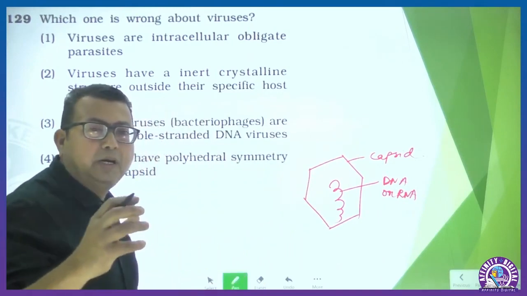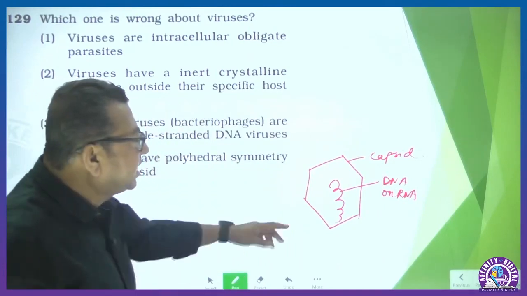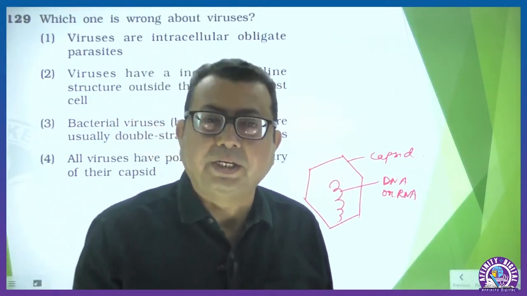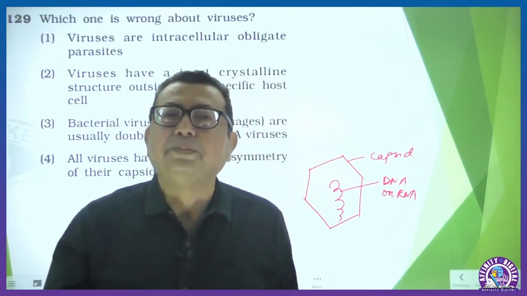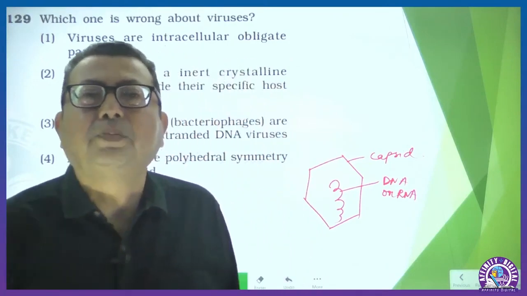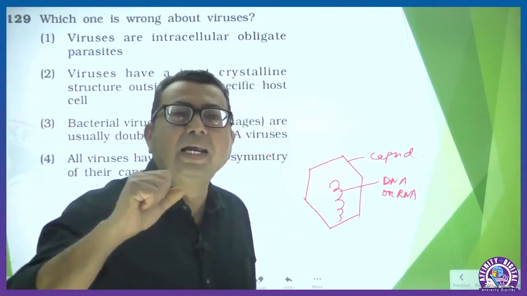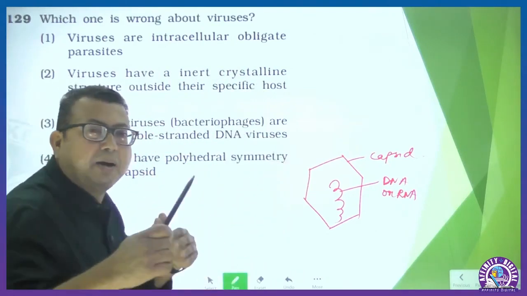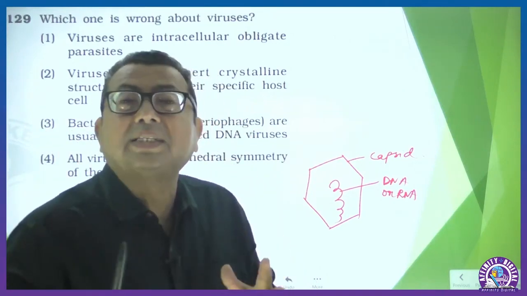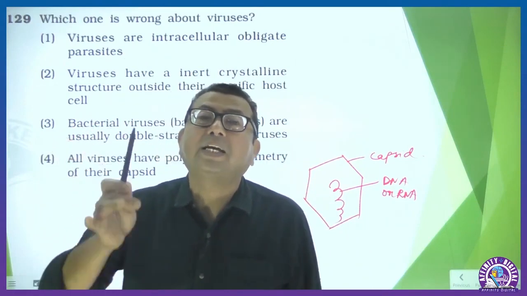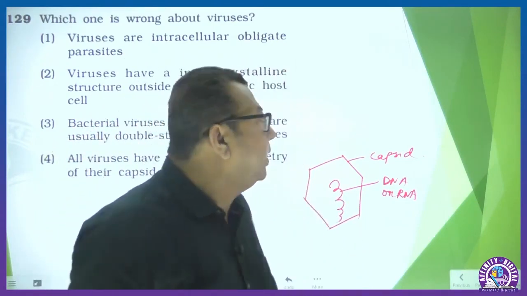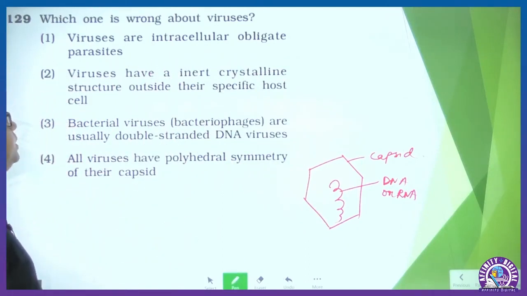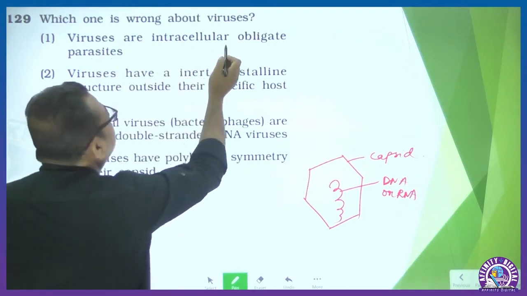The capsid is composed of protein building blocks called capsomeres. These capsomeres are arranged to form different types of symmetry of the capsid, like polyhedral symmetry and helical symmetry. Some viruses have polyhedral symmetry of the capsid, whereas other viruses have helical symmetry. All viruses are parasites. They always cause disease. The parasitic nature of viruses is compulsory, meaning obligatory. So viruses are intracellular obligate parasites.